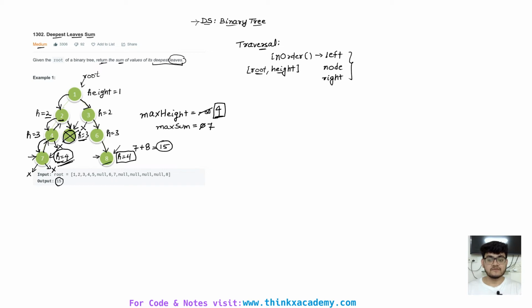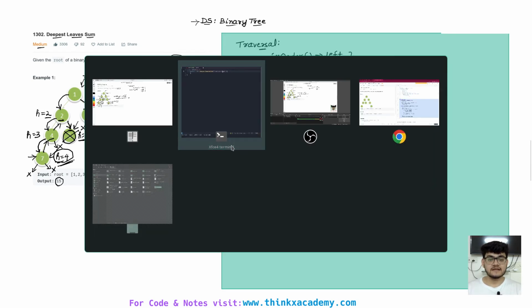Then again at this position the max height will be reassigned because height is actually 4, so it is actually equal to the max height. So again I'm going to reassign it by doing 7 plus 8. So 7 plus 8 will be equal to 15. Things will become more clear when I write the code. So let's see this in action.